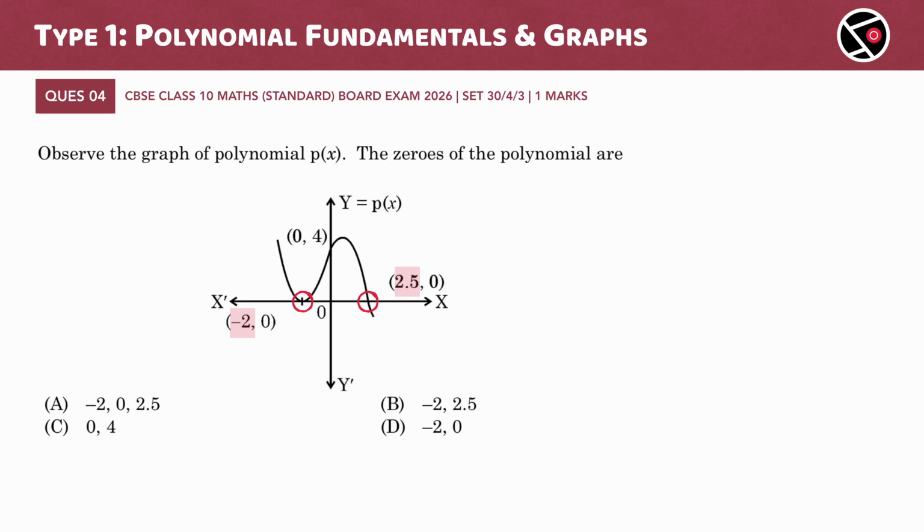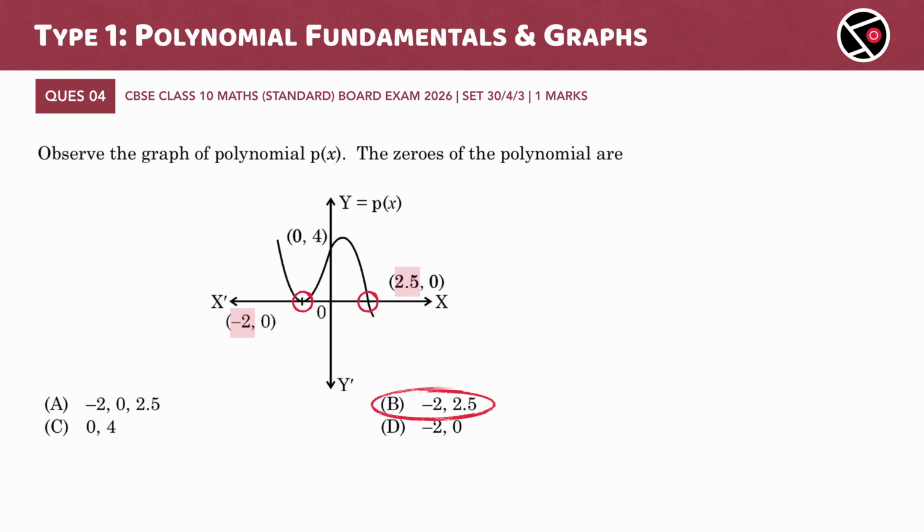Now be careful. This point, 0, 4, is not a 0. Over here, the graph intersects the y-axis, not the x-axis. So the zeros of the polynomial are -2 and 2.5. Option B is the correct choice.